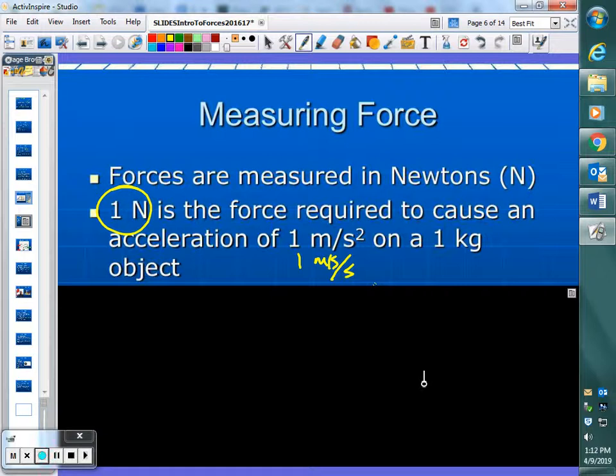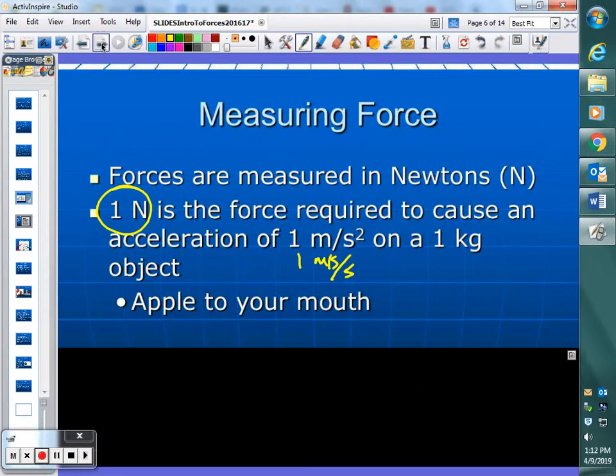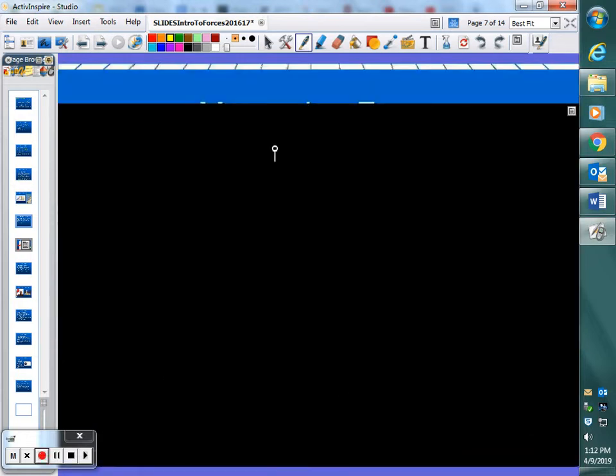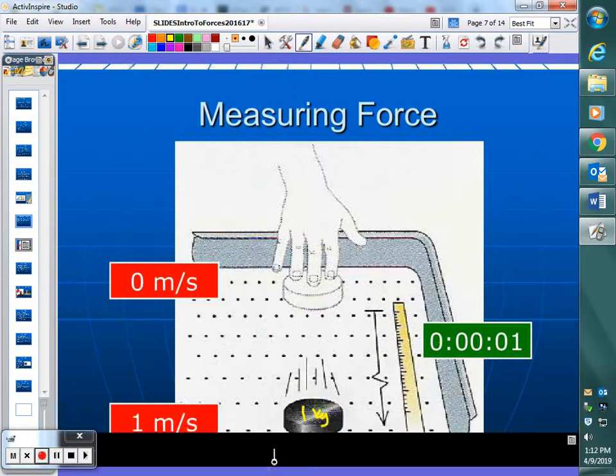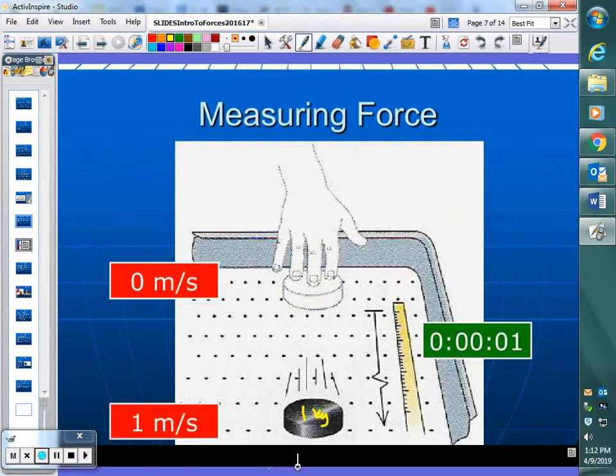So, if we take a look at this picture down here, this is the example. Here is a hockey puck. Let's say this hockey puck weighs 1 kilogram. In real life, hockey pucks don't weigh 1 kilogram, but this is air hockey, and a heavier puck wouldn't float as nicely on this air hockey table. So this hockey puck has a mass of 1 kilogram.